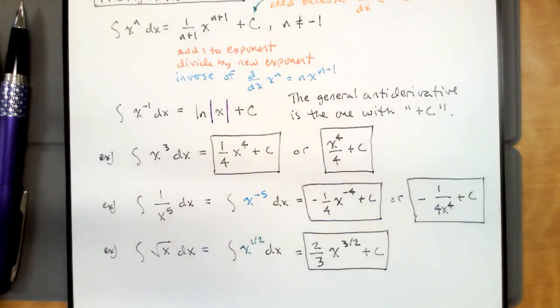Add 1 to the exponent, divide by the new exponent. This problem was originally stated in radicals. It's perfectly acceptable to leave your answer with fraction exponents. Fraction exponents are much better. We look a little bit old-fashioned if we start writing in radicals. Let's be modern and embrace the fraction exponent.